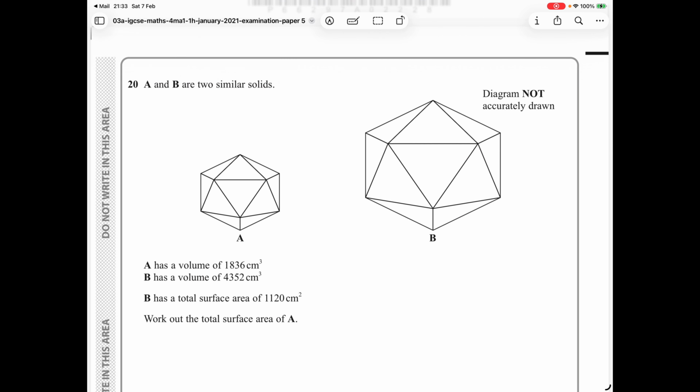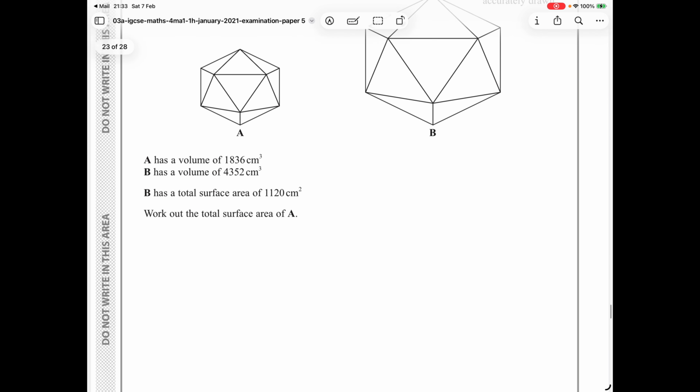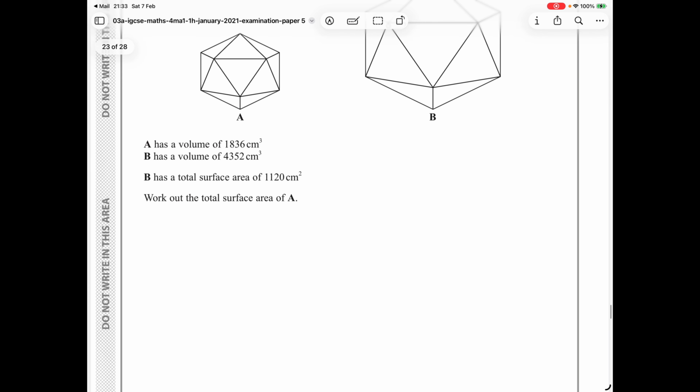Hello. A and B are two similar solids, which means that everything's in proportion. A has a volume of 1836 centimetres cubed, and B has a volume of 4,352 centimetres cubed. Now B has a surface area of 1120 centimetres squared. What is the total surface area of A?